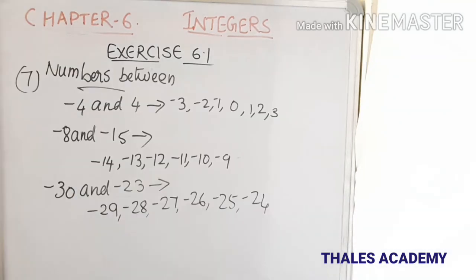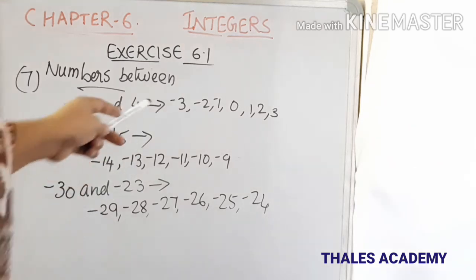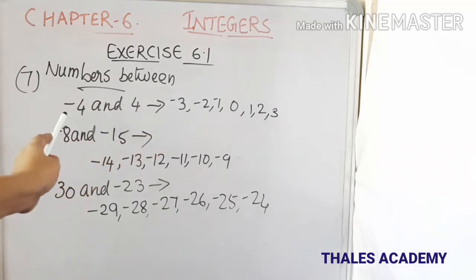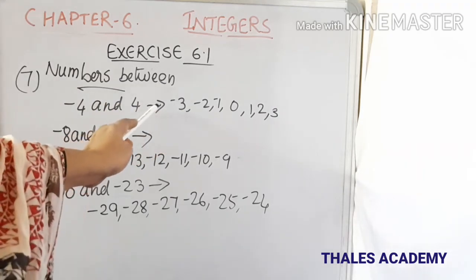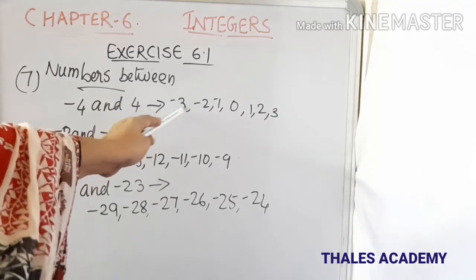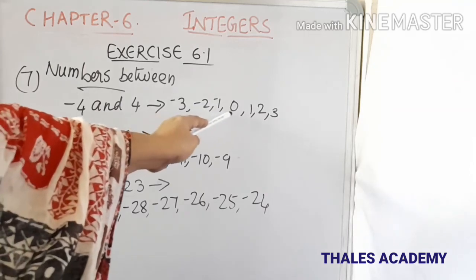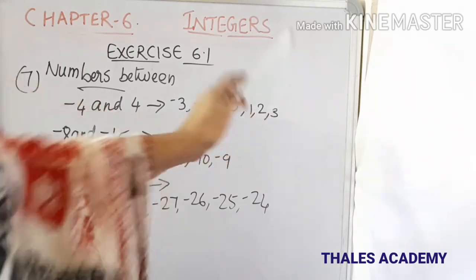Next is the 7th question. Write all the integers between the given pairs. Write them in the increasing order. Between minus 4 and 4. These are the numbers that lie in between minus 4 and 4. Those are minus 3, minus 2, minus 1, 0, 1, 2, 3.